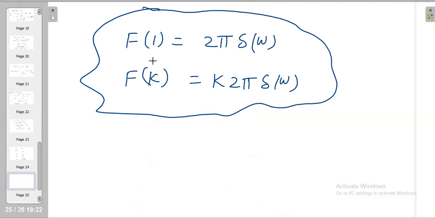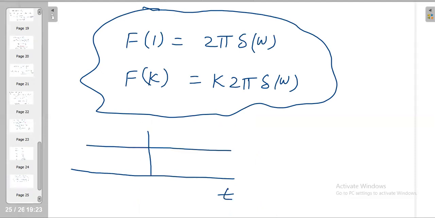When you have a constant, the Fourier transform is this one. Again, this is not a surprising result. See, the Fourier transform of 1. 1 means what? Constant. In the time domain you are having a constant value. Definitely this constant value will have some average. Then what is its frequency domain contribution? The frequency domain contribution is just an impulse. What is that impulse value? If it is 1, the impulse value is with the strength of 2 pi.